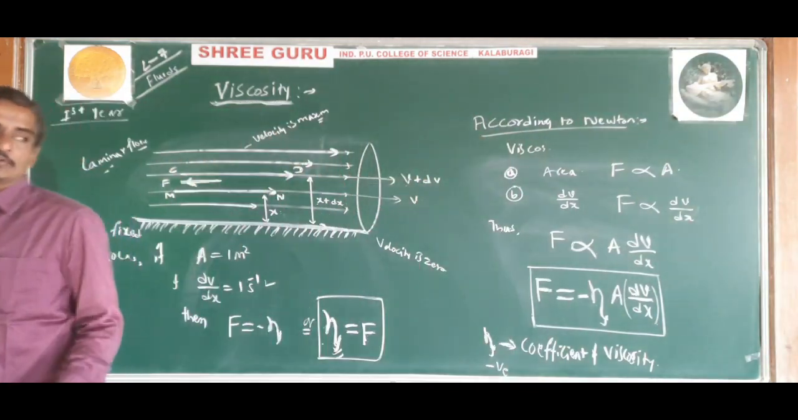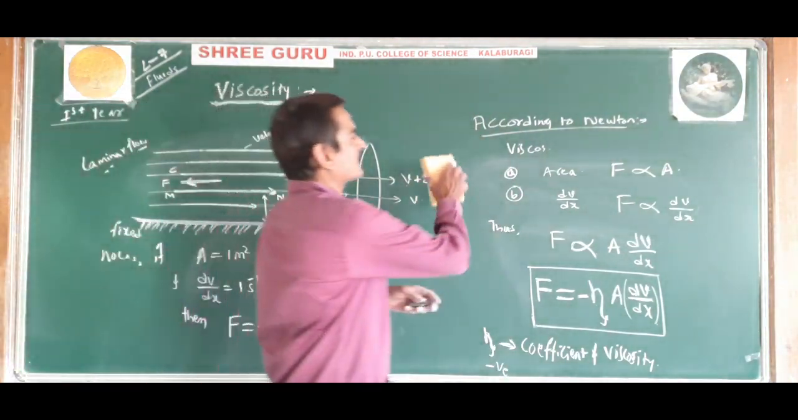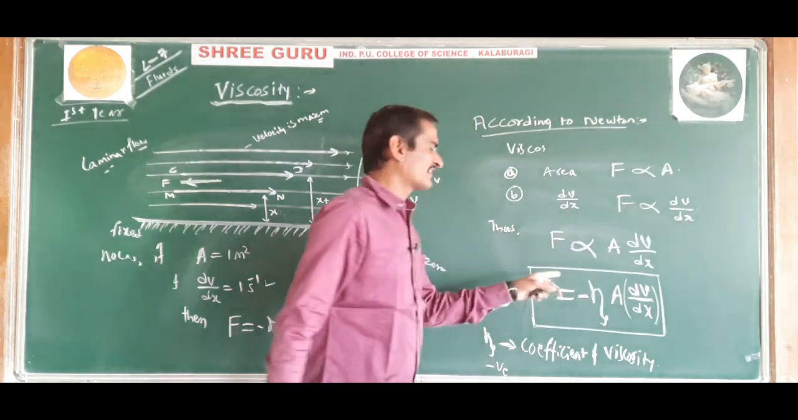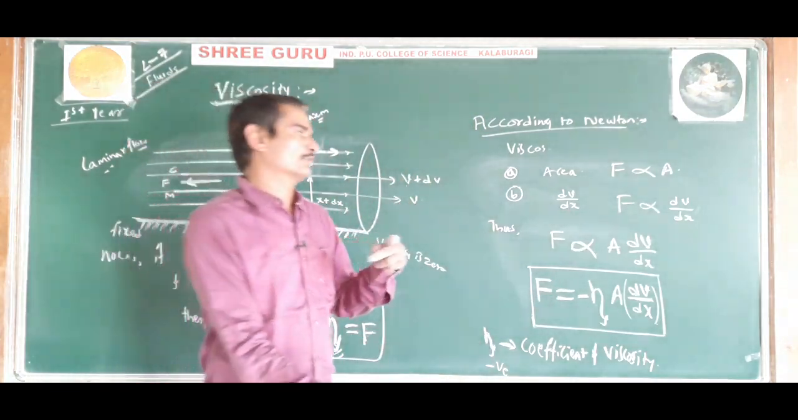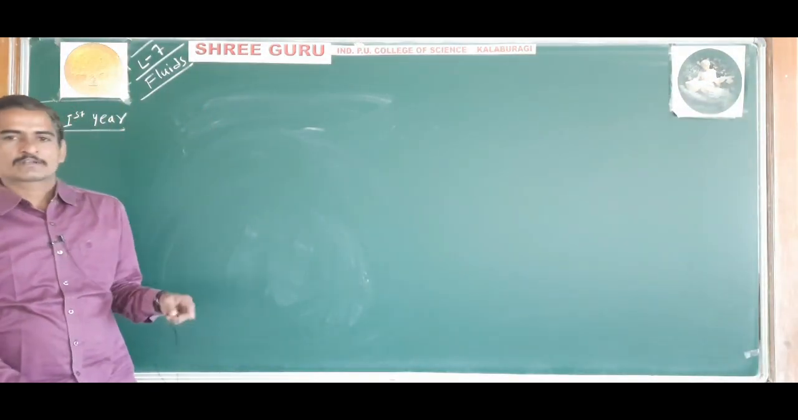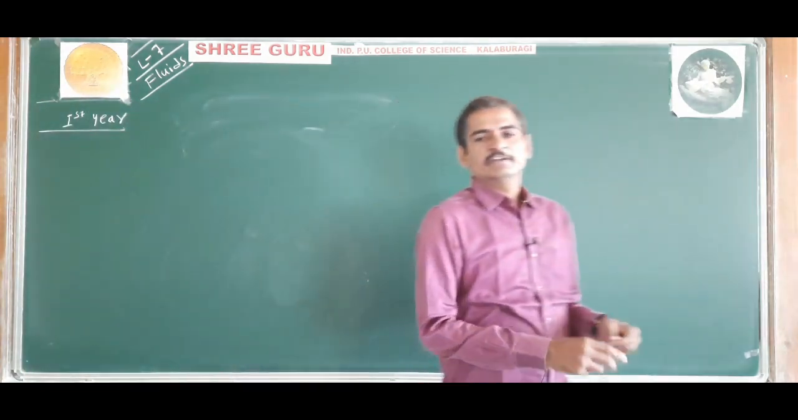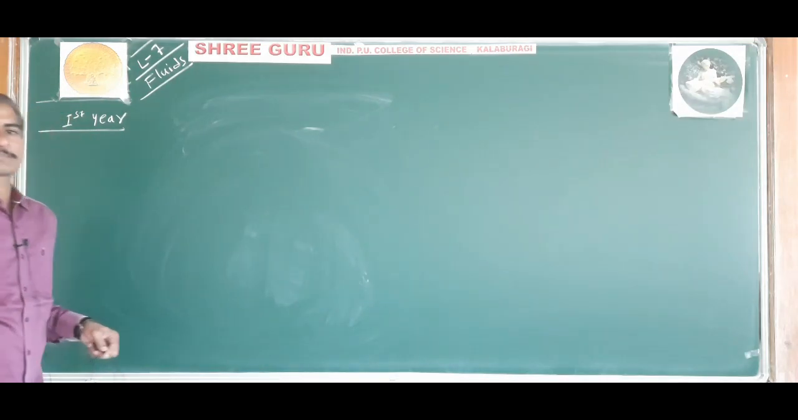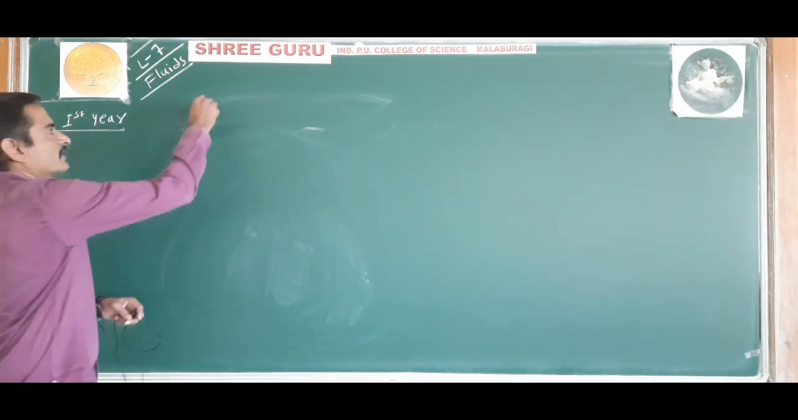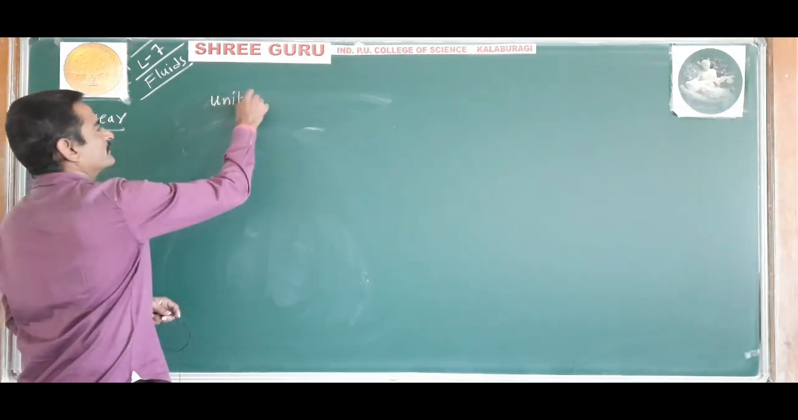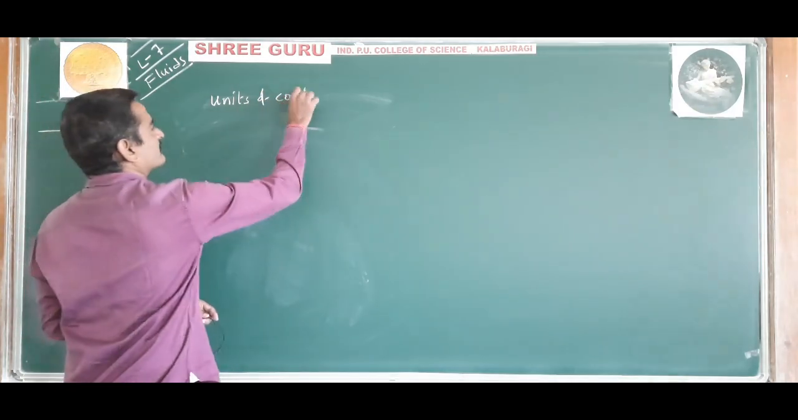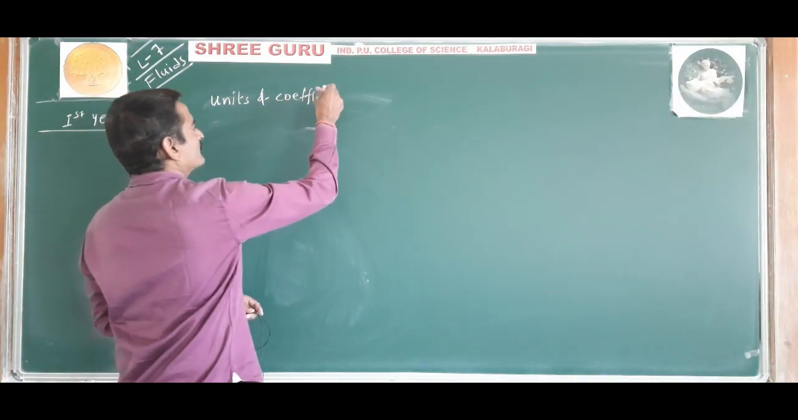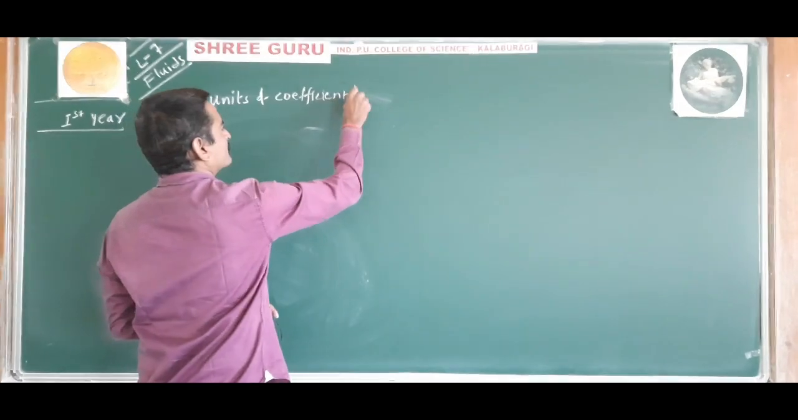Okay, understood? So this is coefficient of viscosity and this is Newton's explanation on viscous force. So far you understood Newton's explanation on viscous force. Let us understand the units of coefficient of viscosity.